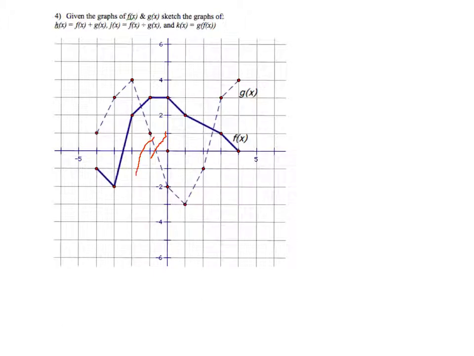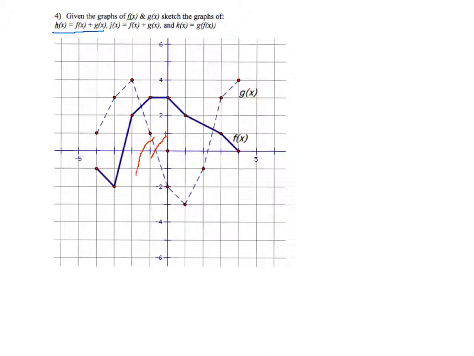So let's look at this first one, h of x, which is f of x plus g of x. Now, again, if you had equations, you would first add the equations together, simplify, then regraph. But here, since I already have the graphs and I don't have equations, I just add the function values, because that's what it says to do. The function values for h of x will equal the function values for f of x plus the function values for g of x. So just add the corresponding points.